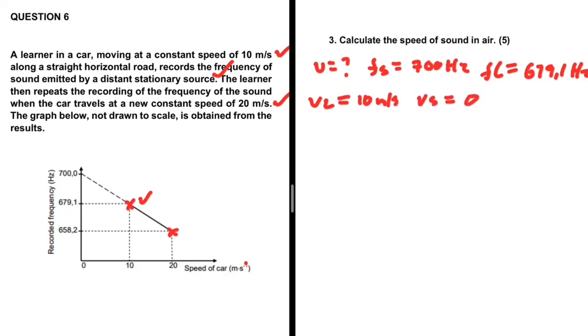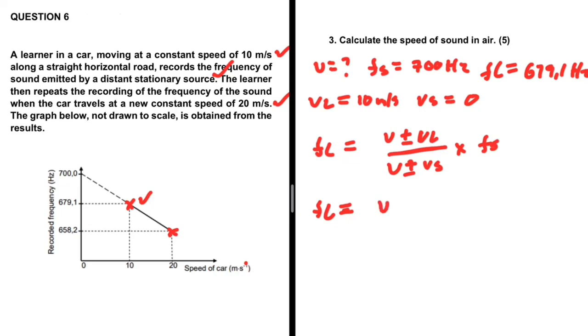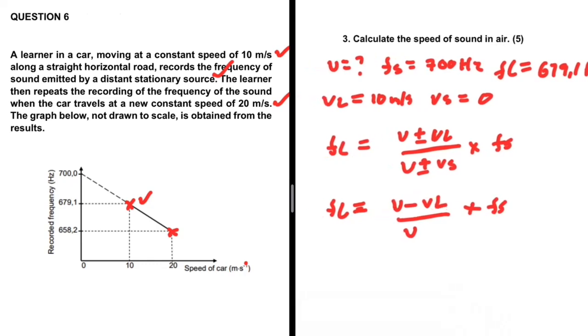So with this data, we can then use FL is equal to (V plus or minus VL) divided by (V plus or minus Vs) multiplied by Fs. We know fully well that our listener is moving away. So if our listener is moving away, we're going to have (V minus VL) divided by V. Our source is stationary, so plus or minus 0. It's not going to really change anything. Multiplied by Fs. Right, here on the numerator we have minus because our listener is moving away. We can go ahead and substitute now.